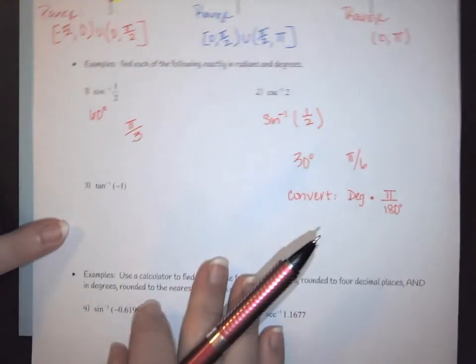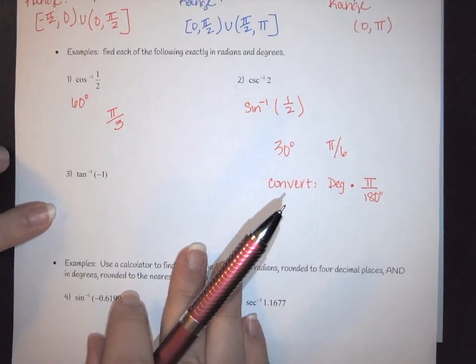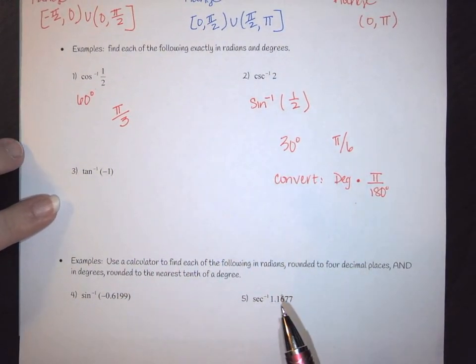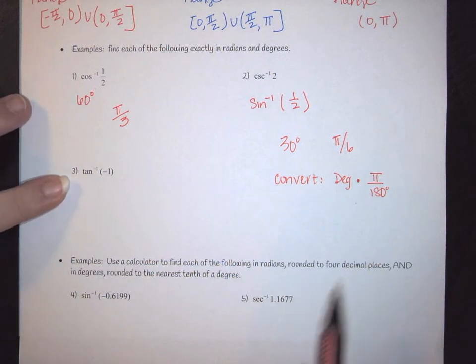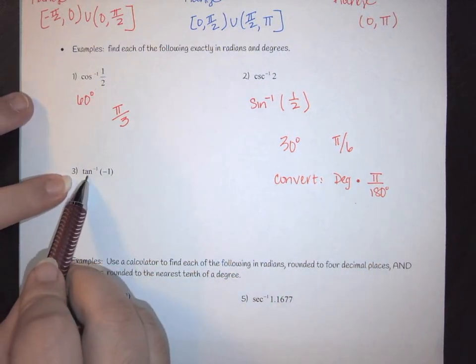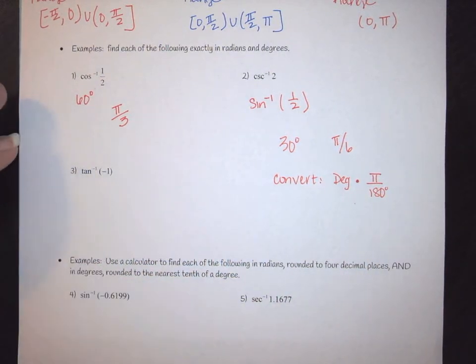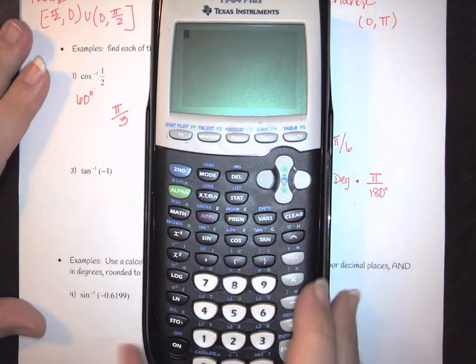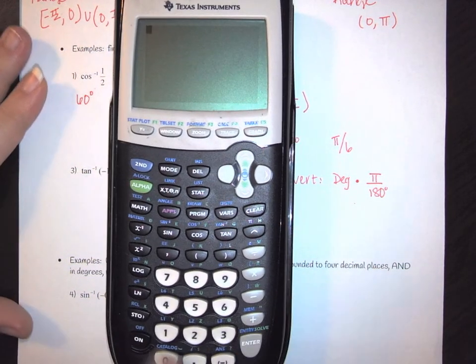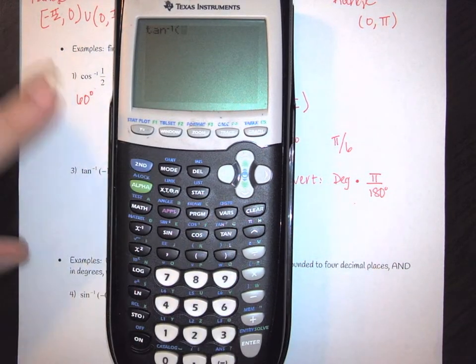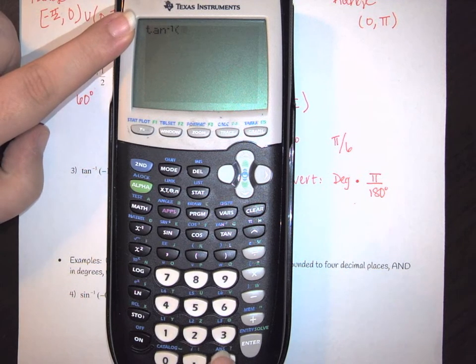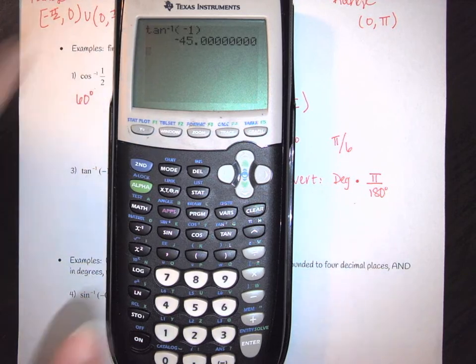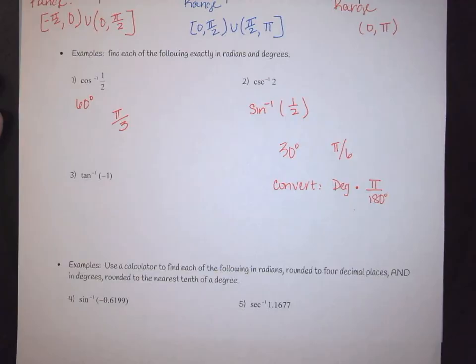Now the next one I want to look at here real quick is tangent inverse of -1. So for the tangent, because this is one of our major ones, we would simply be able to just plug it in exactly as is. And so here we would do just that. You could pull out again your calculator, and we are going to do second tan, gives you that inverse, and we want -1. Close it and hit enter, and so here you get a -45 degrees.